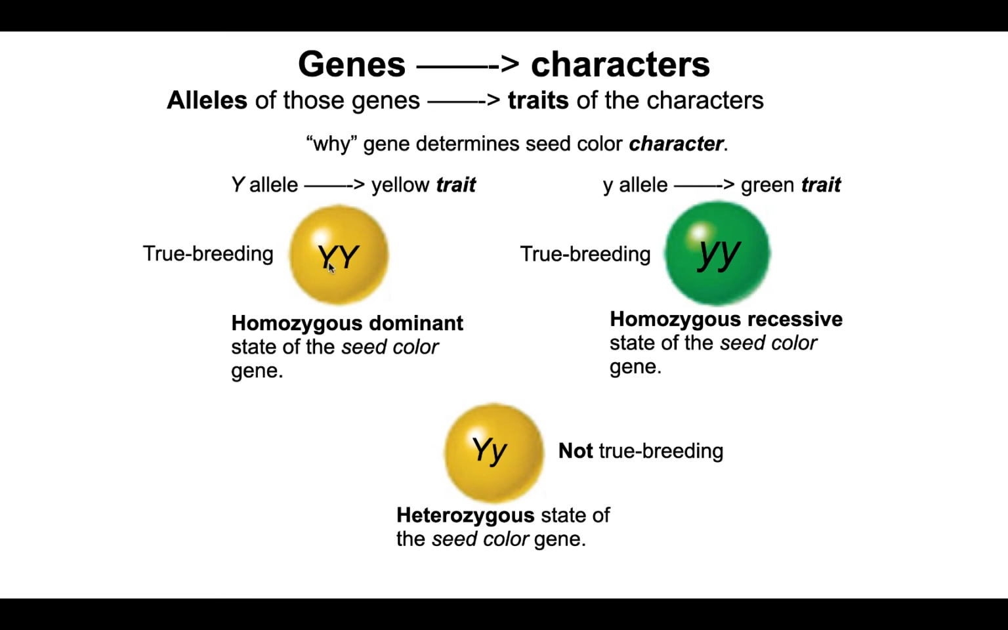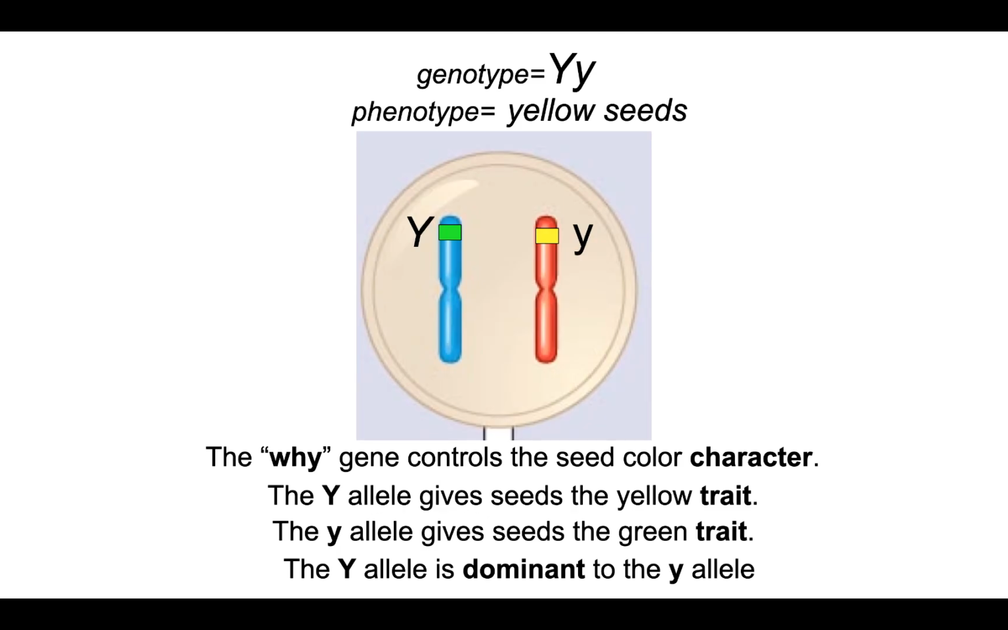Oftentimes we're always talking about letters, big Y, little y. But remember, these letters correspond to genes that have DNA sequences that lie on chromosomes. And if they are alleles of the same type of gene, they must lie on homologous chromosomes. So here we have the big Y lying on this homolog, and the little y gene on this homolog here. The big Y and the little y are both alleles of the Y gene, which controls the seed color character.